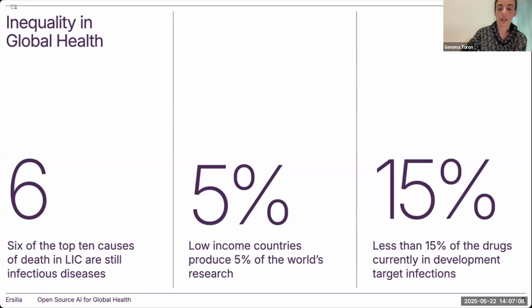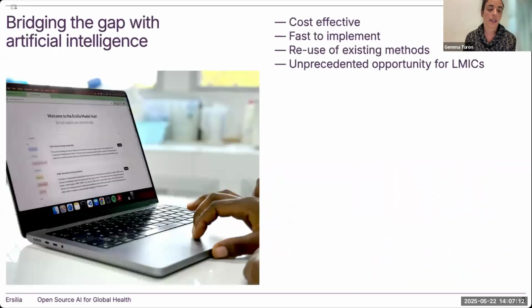So in the face of this huge disproportion, what we focus on is bridging the gap for drug discovery, for finding new, more efficient treatments for these diseases using artificial intelligence. Why artificial intelligence? Well, because it's cost effective. So we work mostly in laboratories with low resources, both computational and experimental. So anything that we can do to speed up the research has a great impact.